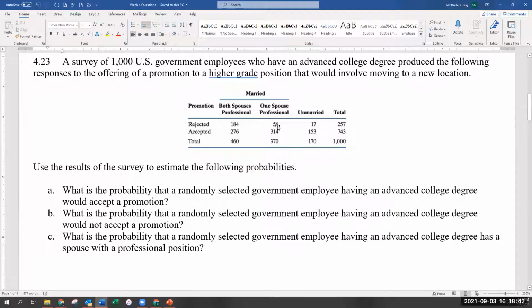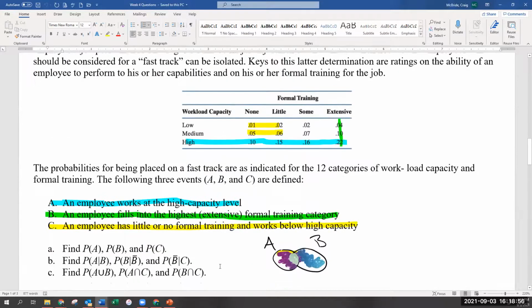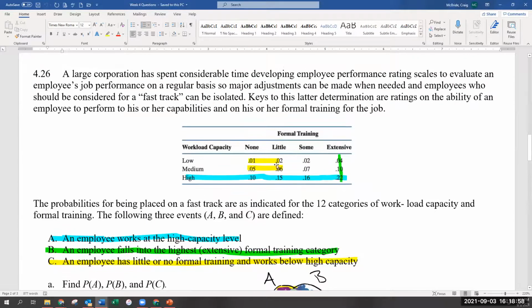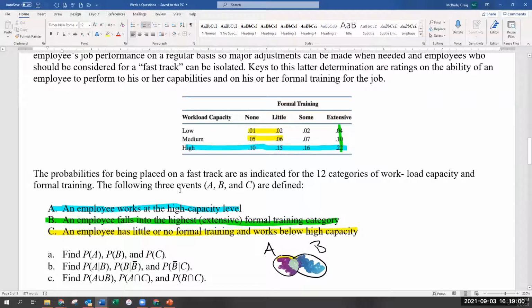Because the one spouse is assuming it's the government employee. So that's where they just didn't explain their data really well. So this one is basically talking about this column. Let's see. This one's pretty straightforward. I suggest doing the same thing that I do here, right?